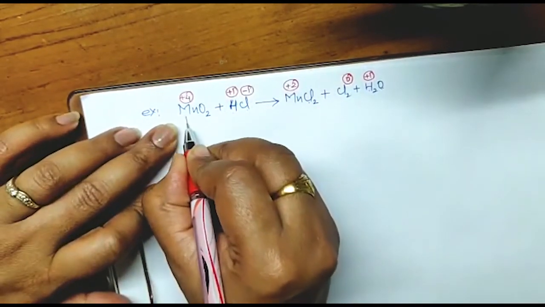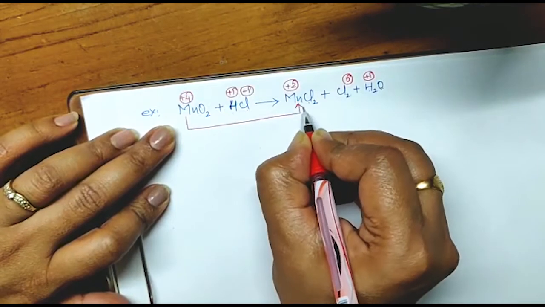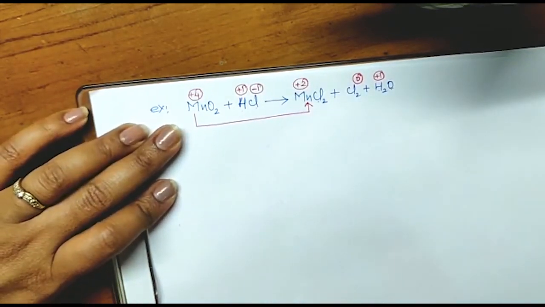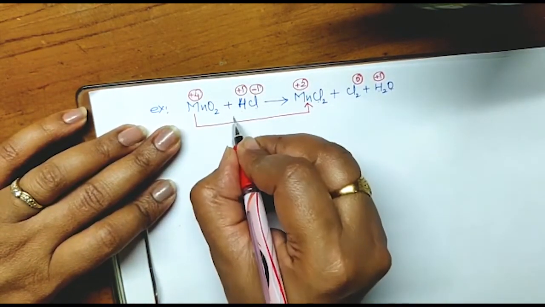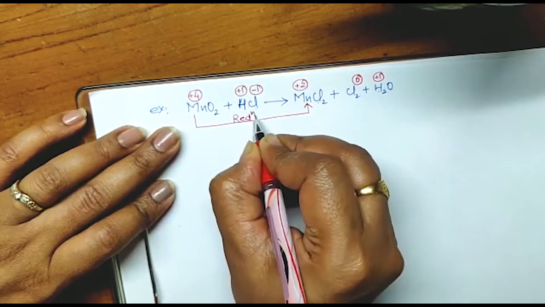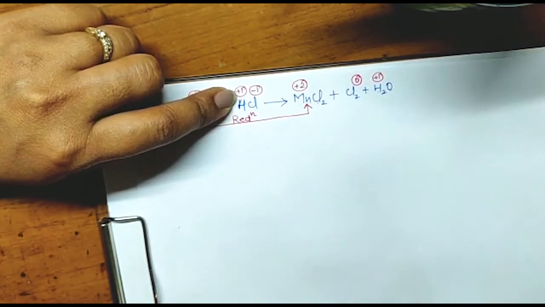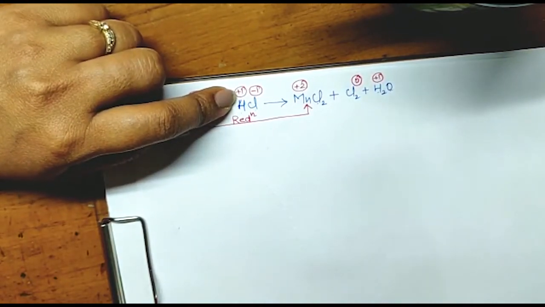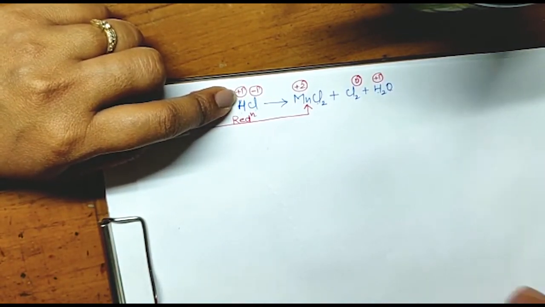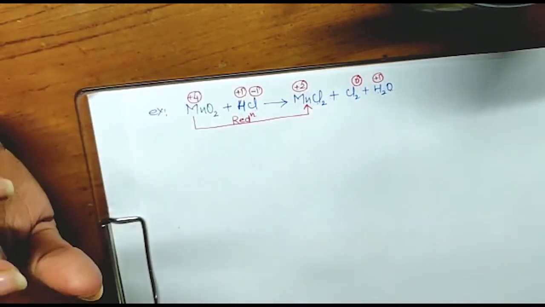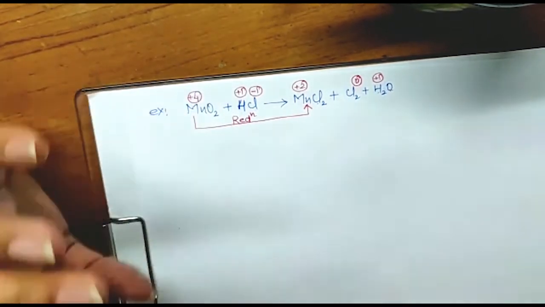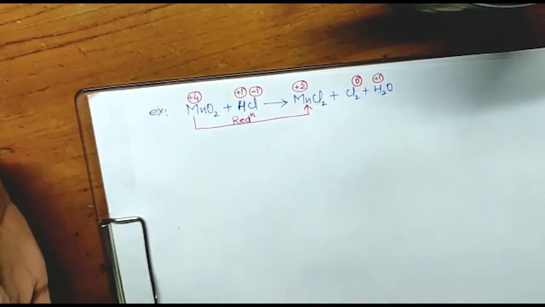Now check this. Mn +4 to Mn +2. What is happening here? The positive charge is decreasing. So what is it? Reduction, isn't it? Now H is +1 here also and here also, so there is no change in the oxidation number of hydrogen, and we will not consider that. Check the other. If there is reduction, there must be oxidation. You have to keep that in your mind.